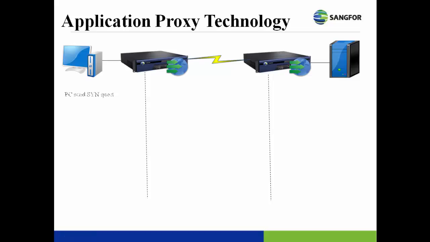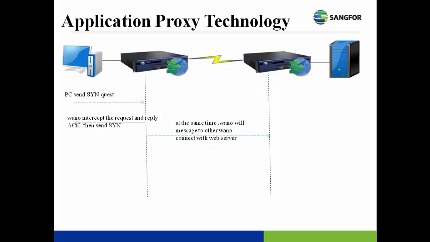First of all, the PC requests a service and sends a SYN request to the HQ server. Before the request is forwarded out to the internet, the branch WANO intercepts the packet and quickly replies back to the PC. At the same time, the branch WANO also helps forward the same request to the HQ WANO that is connected to the server. After the PC receives the reply from the branch WANO, it replies with the acknowledgement packet. Basically, the three-way handshake is completed on the PC side.